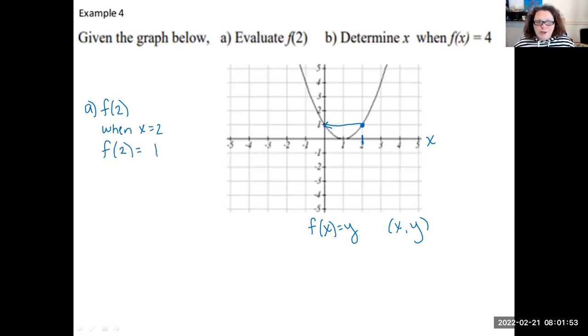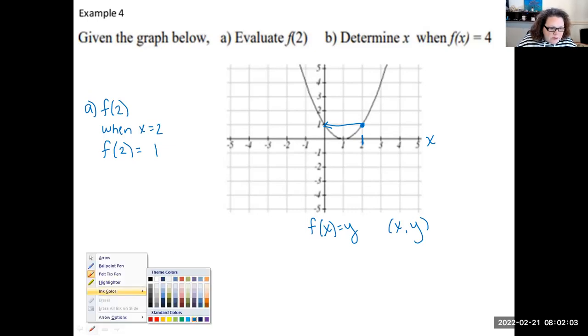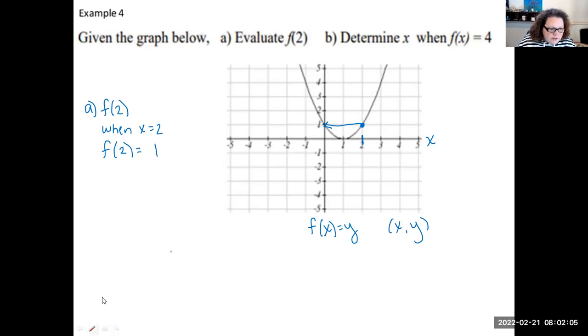So the function at 2 is equal to 1. All right, I'm going to erase this part real quick just so that you have it cleaned up for the next part. All right, the next one, B, they're telling us what our y is, what our function of x is.